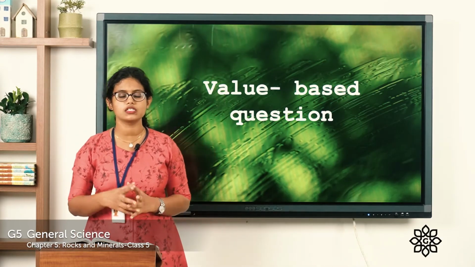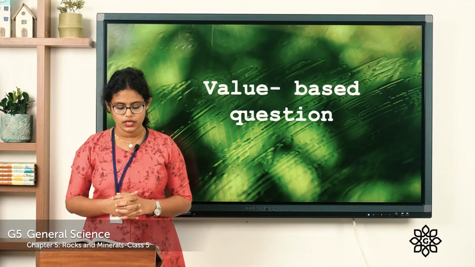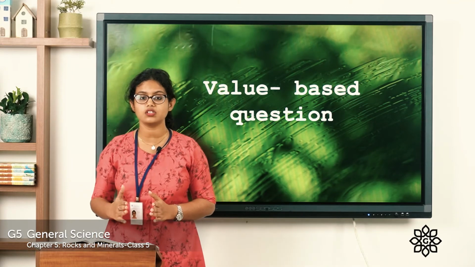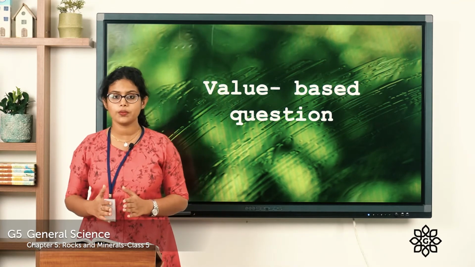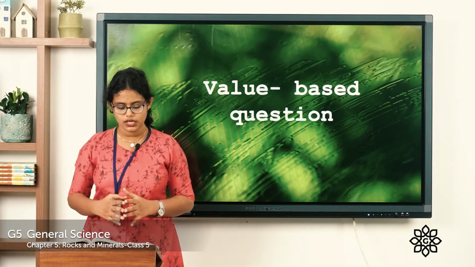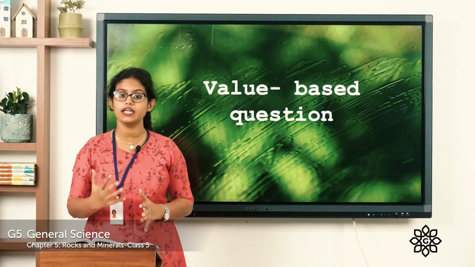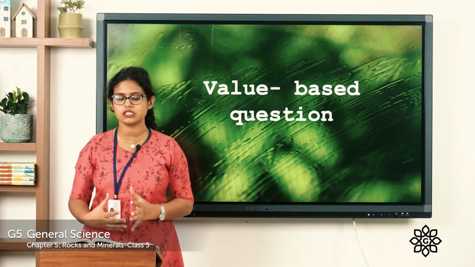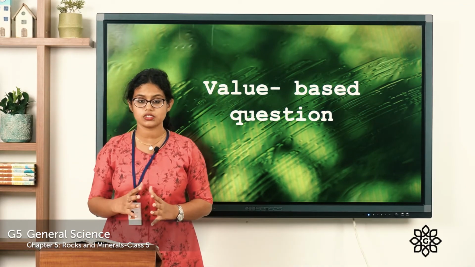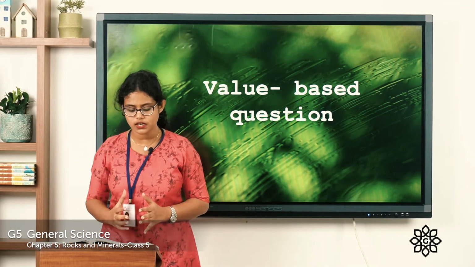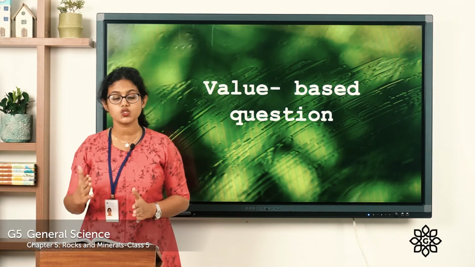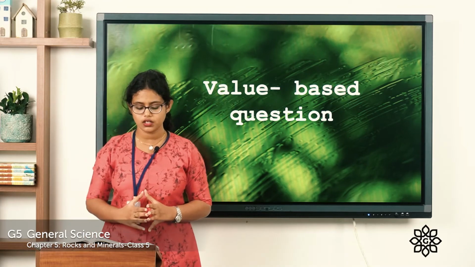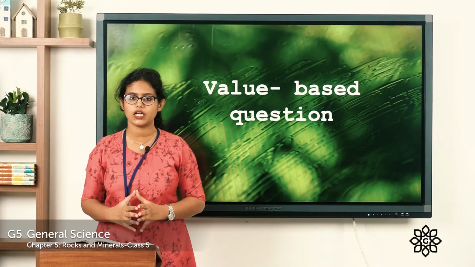The next one is a value-based question. Let's read the question. The Taj Mahal is one of the wonders of the world. However, over the years, the Taj Mahal has been turning yellow. It is our duty to protect the priceless monument. So the question here is, the government has banned motor vehicles within 2 kilometers of the monument. How do you think this step will protect the Taj Mahal?